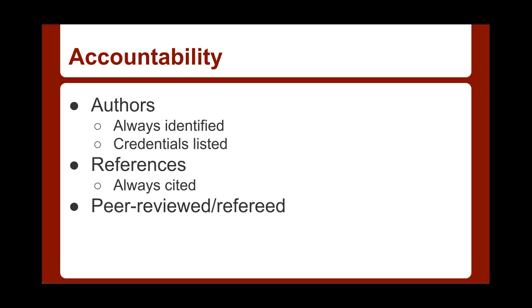The most important feature of scholarly sources is that they are peer-reviewed or refereed. This means that every article in a scholarly publication has been read and reviewed by a group of experts in the field, and the article would not have been published if those experts did not agree on its merit.